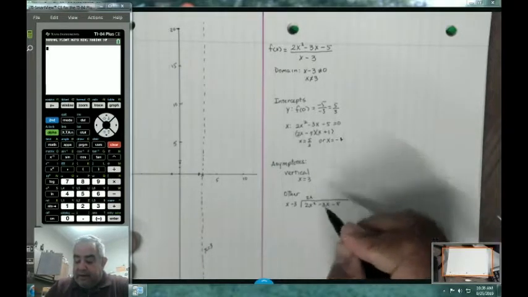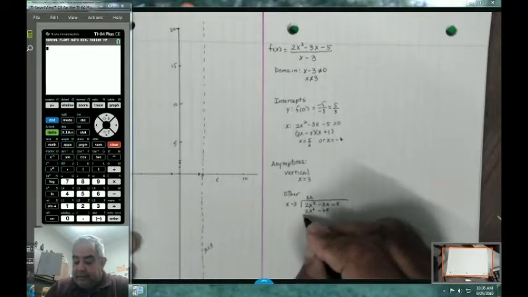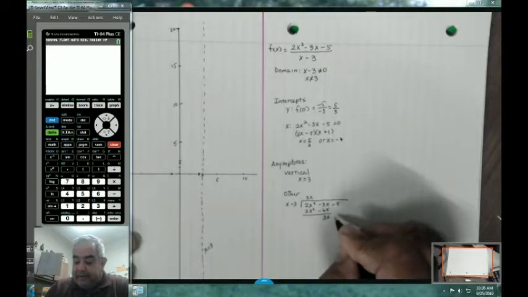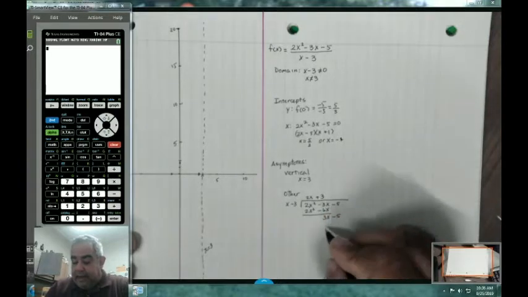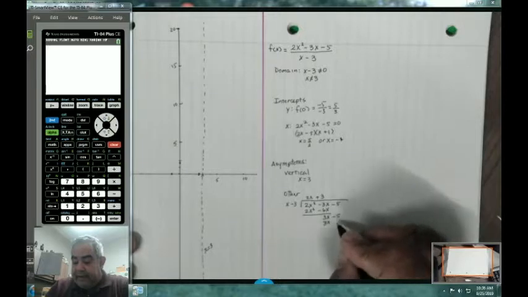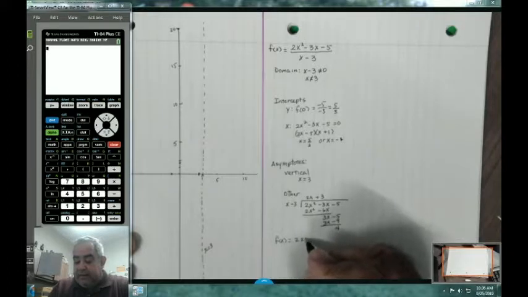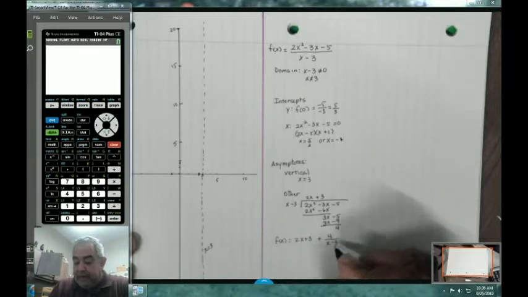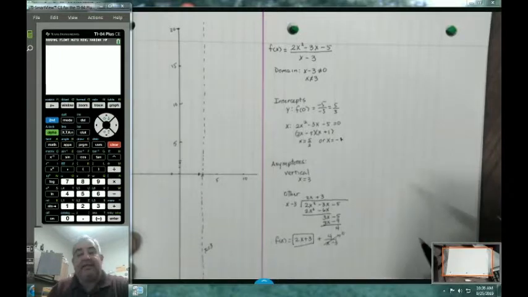I've got 2x here. I get 2x squared minus 6x. When I subtract, I'm going to get 3x here. I'm going to put plus 3. That gives me 3x minus 9 here. And that gives me a plus 4 there. What that tells me is that my function f of x can be written as 2x plus 3 plus 4 over x minus 3. That means that this right here is my asymptote, since this would be going to 0 as x gets bigger.